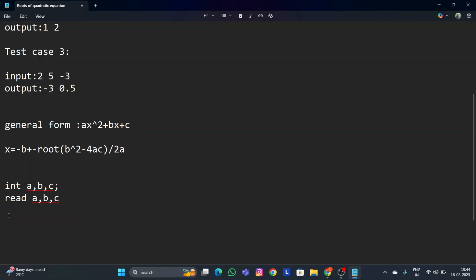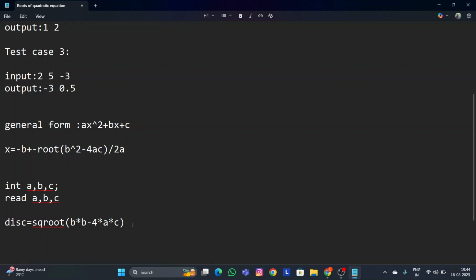I am taking disk as a variable: square root of b square, that is b into b, minus 4 into a into c. This is the disk value.